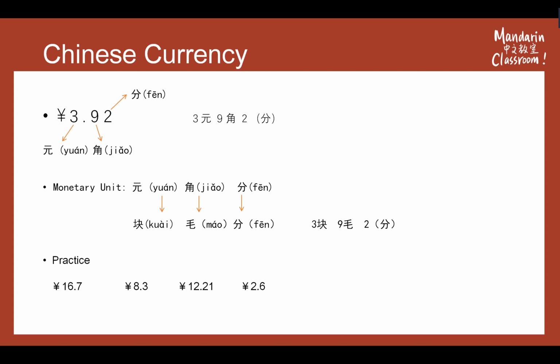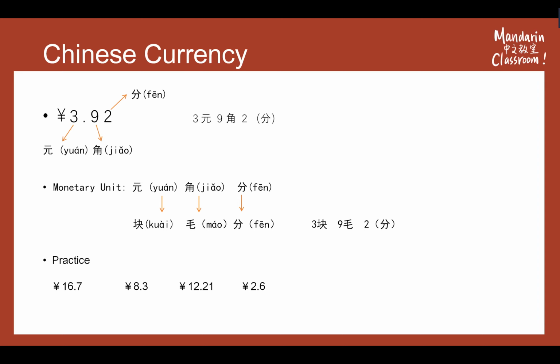3元9角2分. Okay, but when we pronounce it, when we express it orally, we usually can omit the last unit. So for this price, we could avoid saying fen. So actually you could express it as 3元9角2. Yes, 3元9角2. Okay, that's the expression.